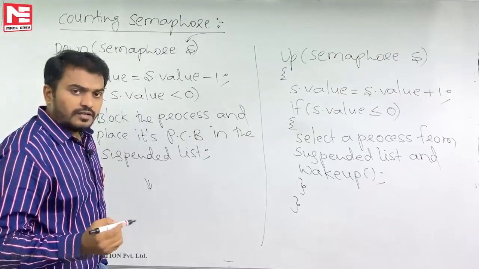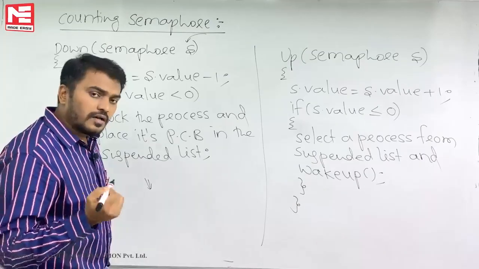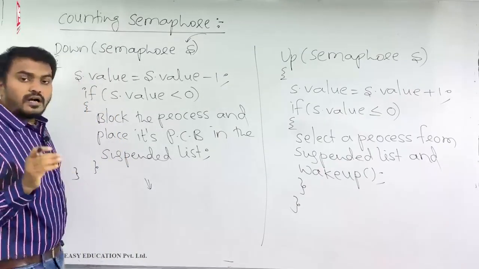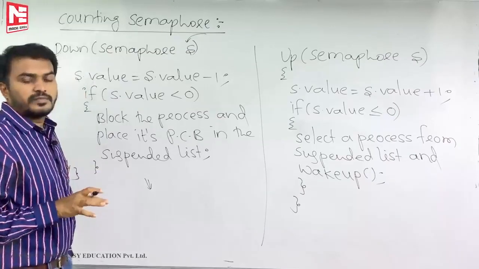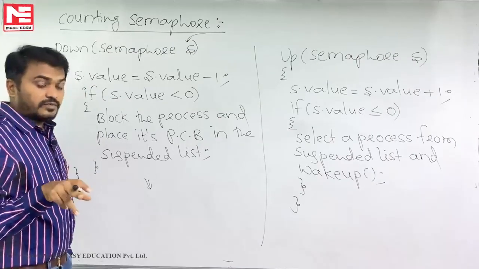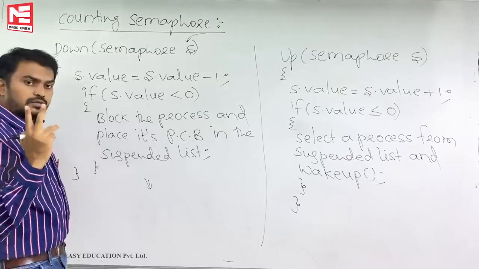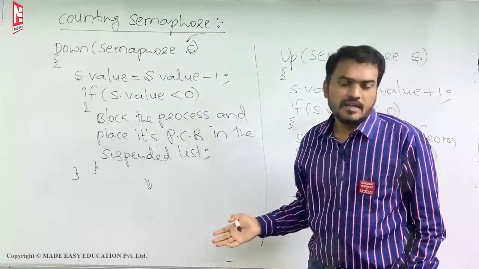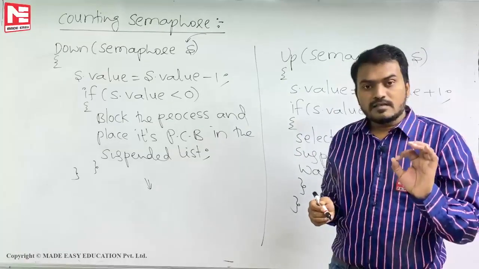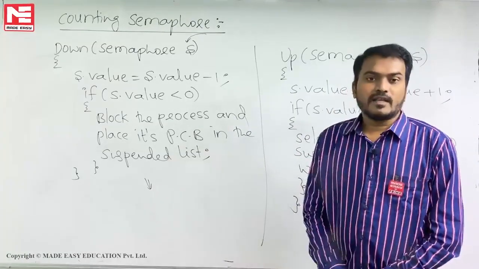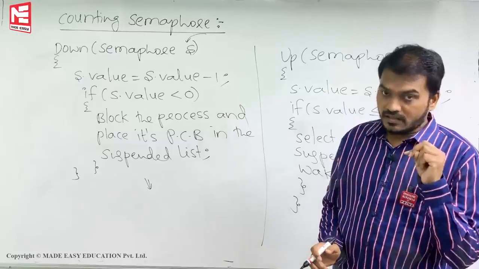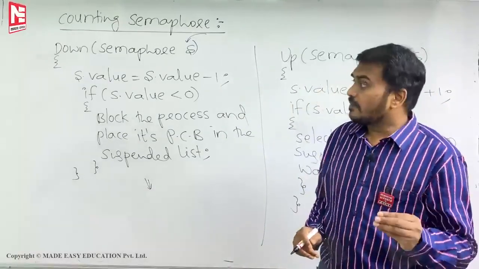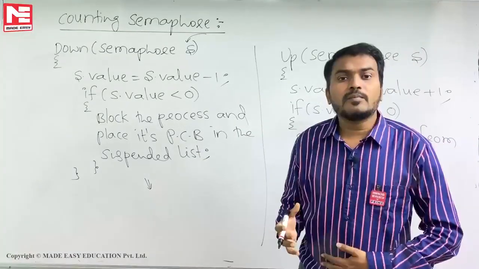Now remember, when the process is performing a down operation on the counting semaphore variable, you have two cases. One is successful down operation and the next is unsuccessful down operation. You have two things, successful down operation and next is what? Unsuccessful down operation.